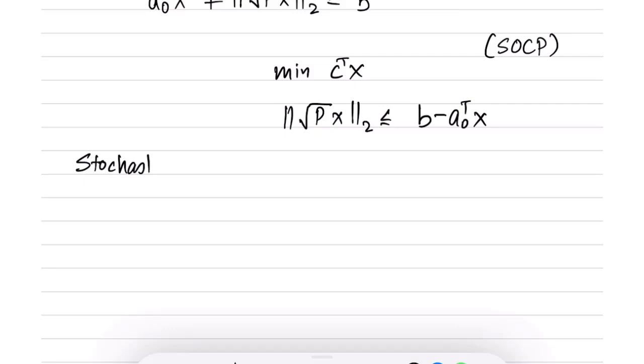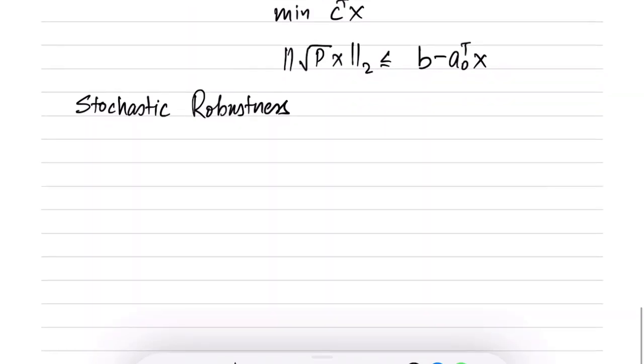Let us take a look at the notion of stochastic uncertainty or stochastic robustness. So instead of saying that A belongs to a certain ellipsoid, let's say that someone says that I want to satisfy A transpose X less than or equal to B, but I know that A is actually random and it is normally distributed with mean A0 and variance P. So the vector A is a multivariate normal with mean A0 and covariance matrix P.